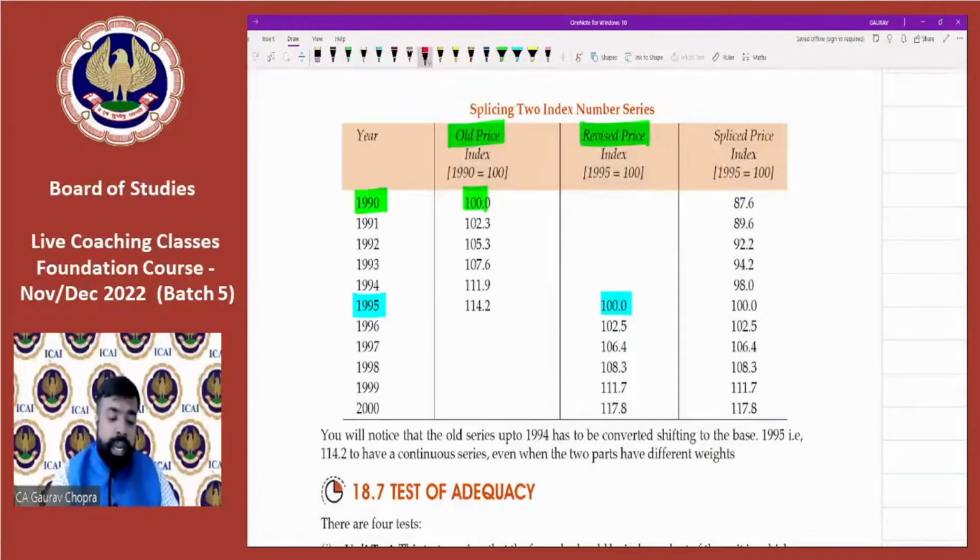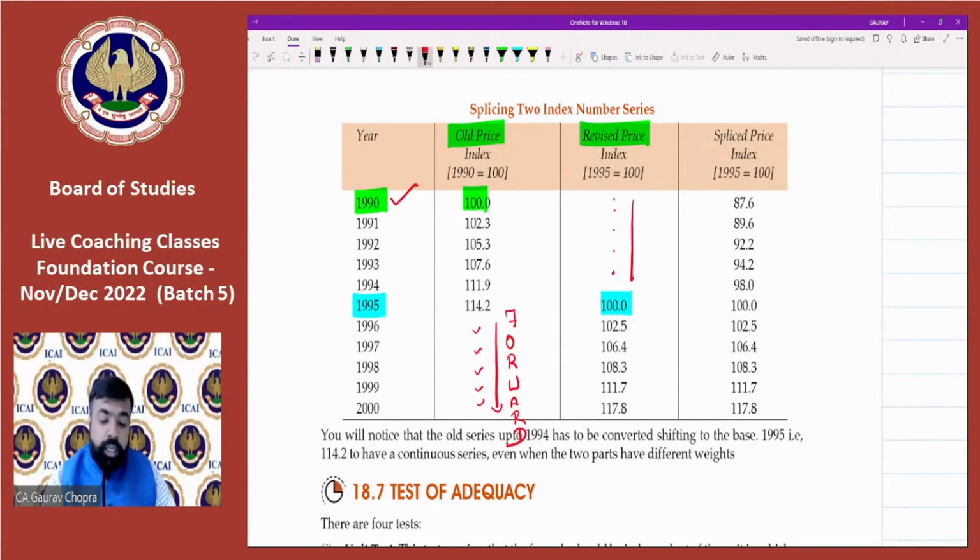So if we choose 90 as the base year, then we have to calculate all these forward figures. So it is known as forward splicing. And if we want to continue the revised index number series, in that case, we have to move backward. So it is known as backward splicing. So there are two types of splicing. One is forward, another one is backward. All right.